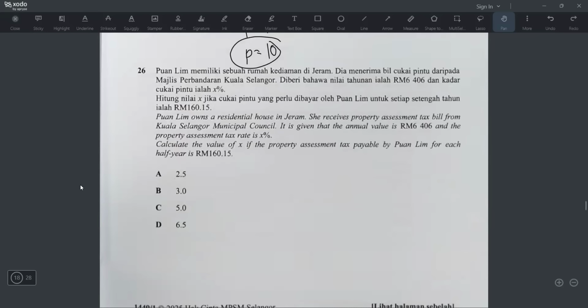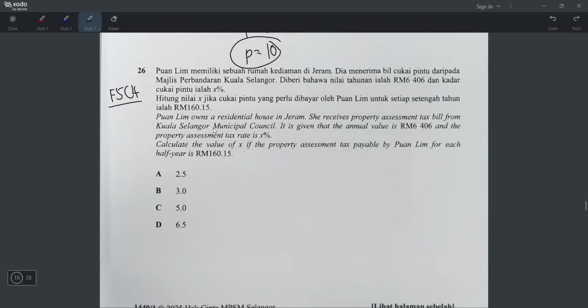Okay, 26. Let's go. Puan Lim owns a residential house in Jeram. She received property as, okay, this one is from Form 5, Chapter 4, and it's under Cukai Pintu, because property assessment tax, right? And guys, if you all are facing SPM soon, you all need to know this. This property assessment tax, they actually ask very often. Yeah, the Cukai Pintu, they ask a lot, like many times.